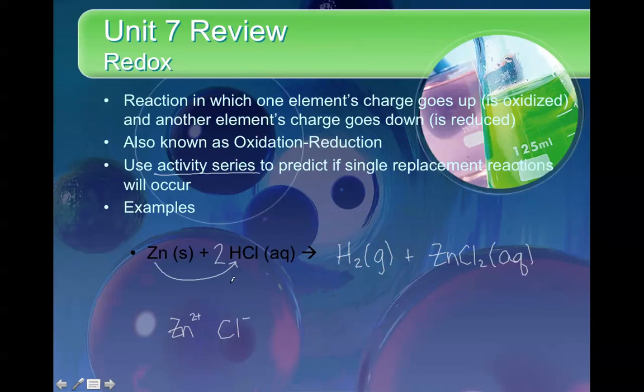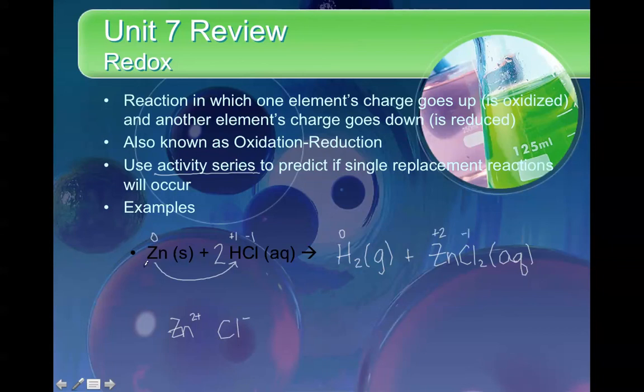And then to figure out whose charge went up and whose charge went down, just simply write the oxidation numbers for everything. So zinc in its pure state is going to have an oxidation number of 0. Hydrogen in hydrochloric acid is going to be a +1. Chlorine is going to be a -1. Now coming over to the products, hydrogen is going to be a 0. Zinc, when it's in a compound, like we said down here, is going to be a +2, and chlorine, like we said down here, is going to be a -1.